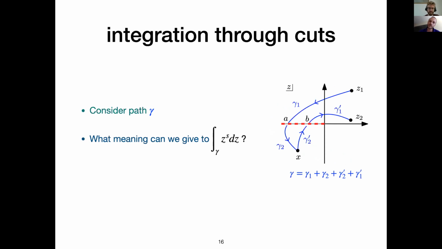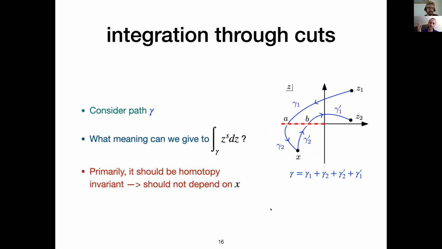First off, let me draw this on the plane. So that's what it is. The contour gamma has 4 individual bits. And the one thing that we would like this integral to mean is that at least it's homotopy invariant. It should not depend on x, for instance. You should be able to move x here or back here. The integral should have the same value.